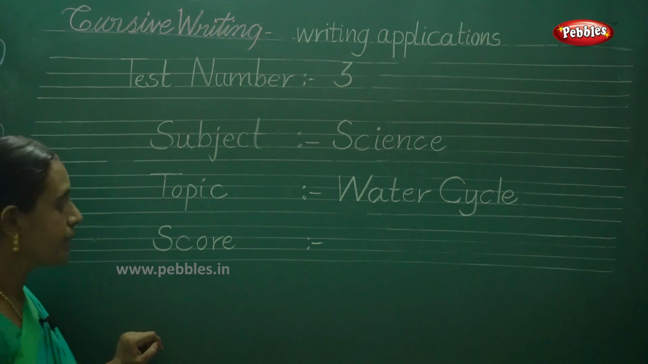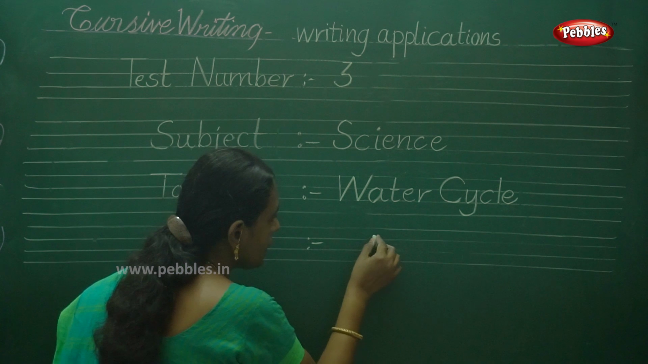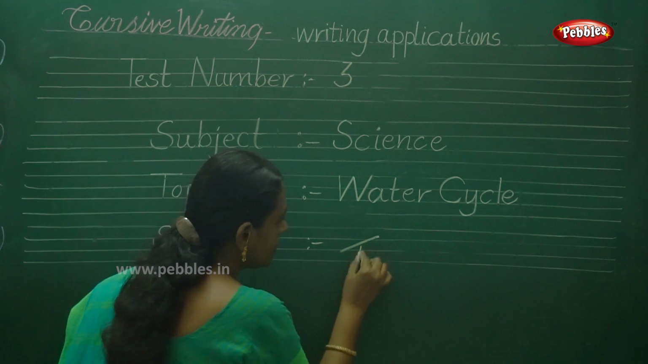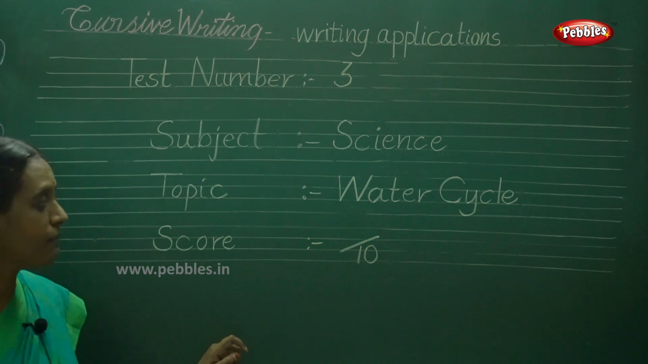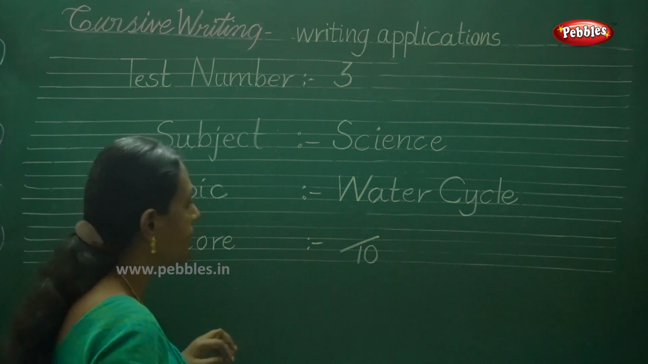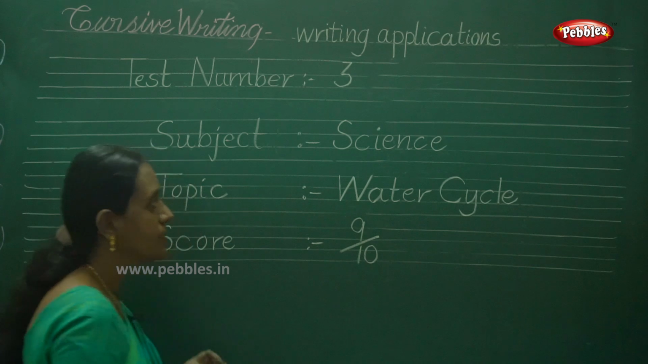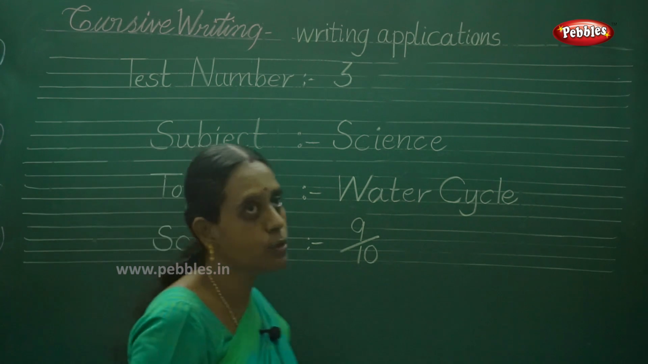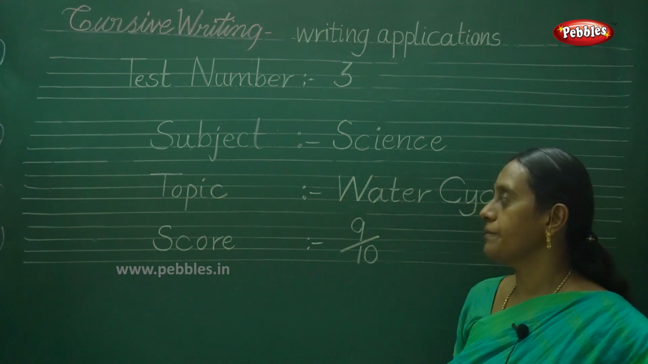Okay, score, this is out of 10, I think. So this is the way of writing your marks, that is, after correction, once your teachers have completed your test paper, then again you have to enter it here. This is the way of your test notebook presentation, that is the front page of your test notebook. Okay.